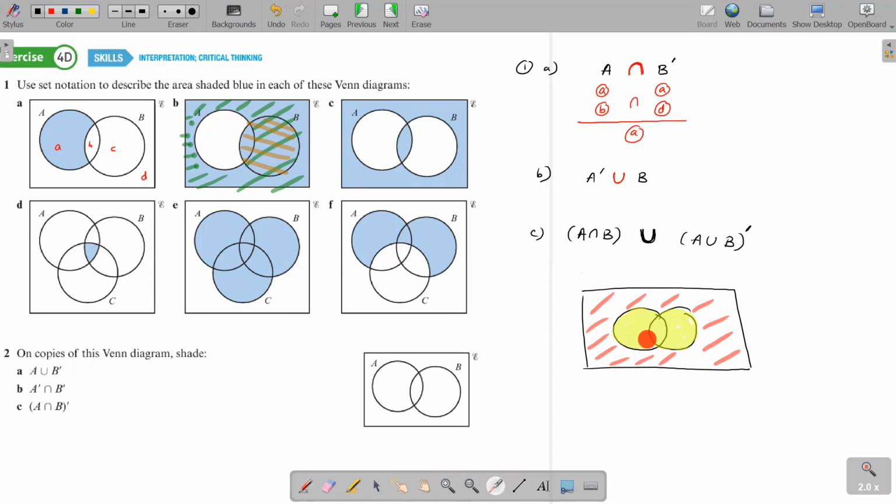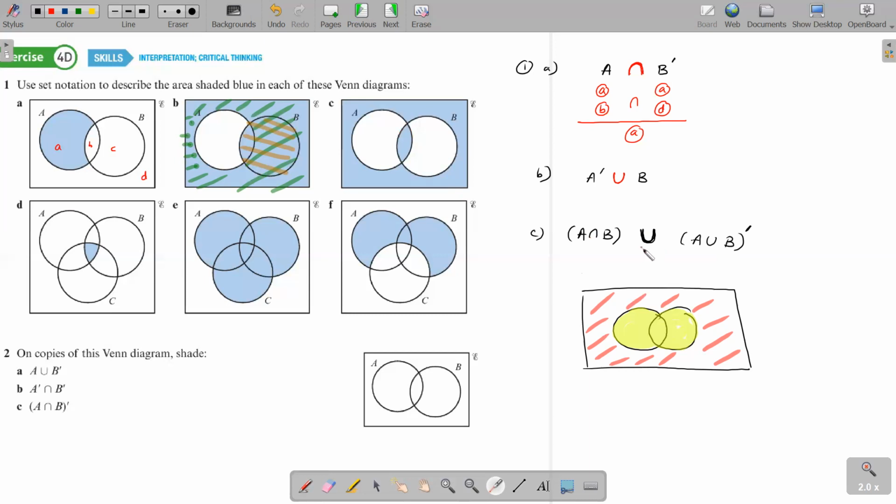Because A union B is the yellow color part. If you take the complement of A union B, you get the part completely outside, and that gives us this outside part. Guys, can you see? So I have taken the outside section by using A union B complement, and then A intersection B is the middle part, and I'm taking the union of those two.